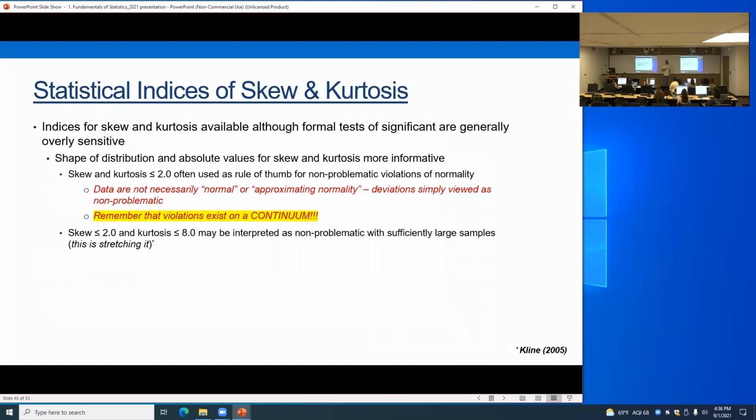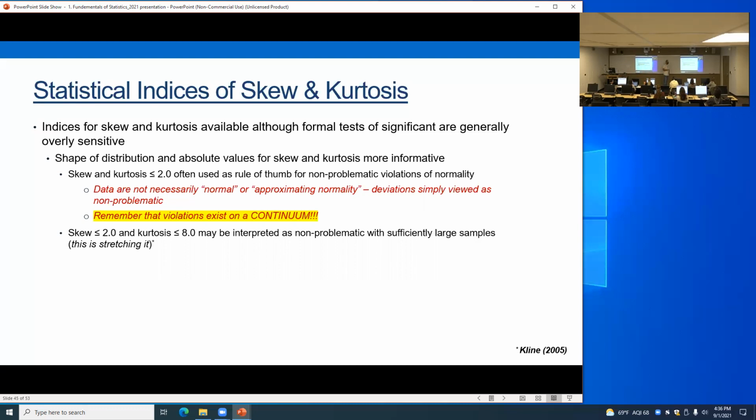Cool. All right. Statistical indices of skew and kurtosis. These are garbage. Well, they're not garbage. They're useful things as long as they're used appropriately. Okay. So we have metrics to measure skew and kurtosis. Again, also another interesting difference in how you can go through and calculate it. We have metrics that will give us a number for skew and kurtosis.